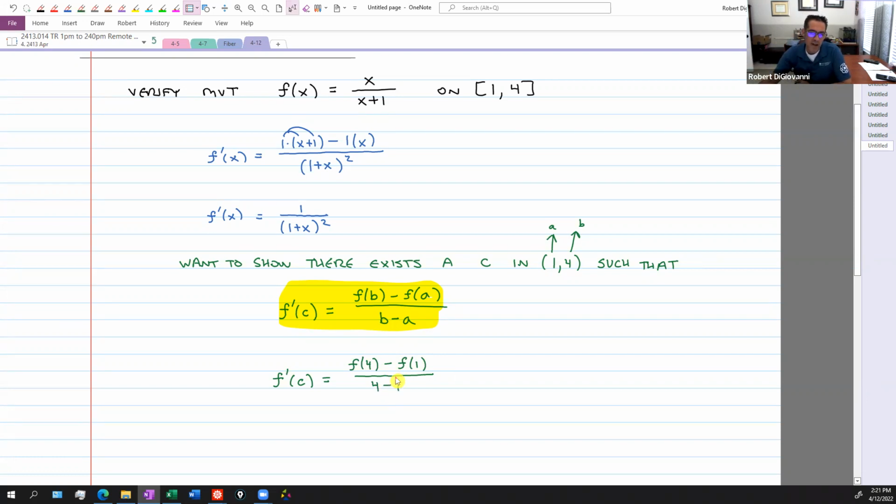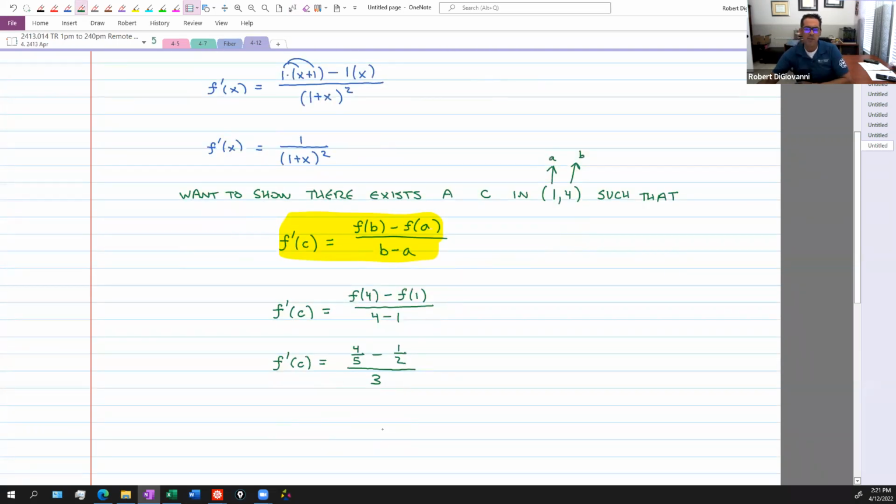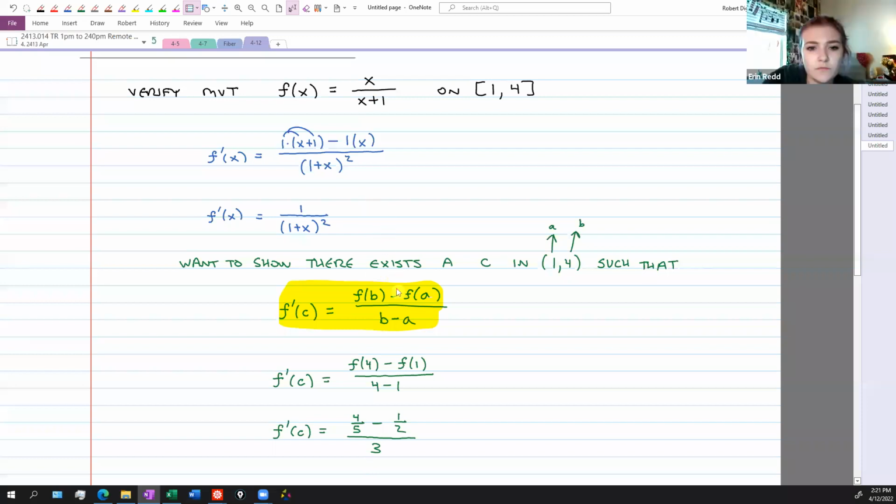The thing that's going to suck about this is we're going to have some fractions here. I want the derivative to be equal to f(4). So we plug 4 into the original function, and we get 4 over 5. Minus, now we plug 1 into the function, and we should get 1 over 2. And that should all be over 4 minus 1, which is 3. Y'all following? How did you get 4 over 5?